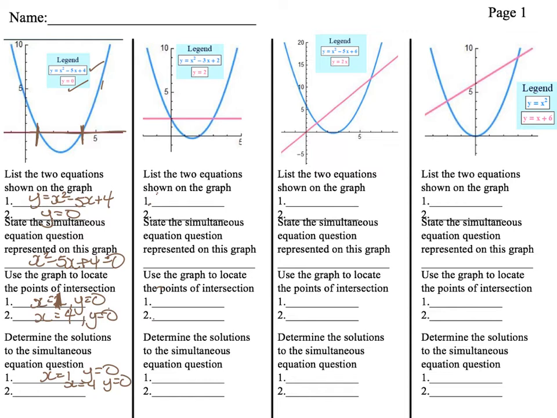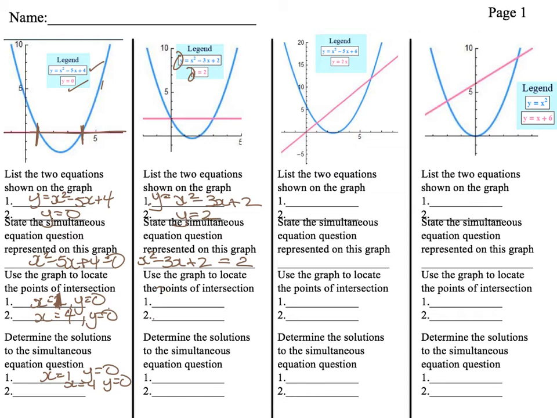Let's try another one. The two equations that we are dealing with in this one are y equals x squared minus 3x plus 2, and the second equation is y equals 2, and we can see them represented by the blue and the red lines. The simultaneous equation question represented here is where x squared minus 3x plus 2 is equal to 2, where the two y's are equal to each other.